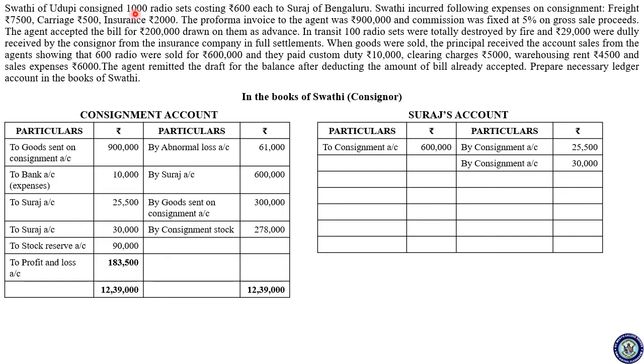So here they have drawn the bill on a consignee, that is 2 lakh, so write by bills receivable. The balance that needs to be paid is the bank account, that is the final settlement, total 6 lakh, and the difference for the final settlement to be done is 3,44,500.